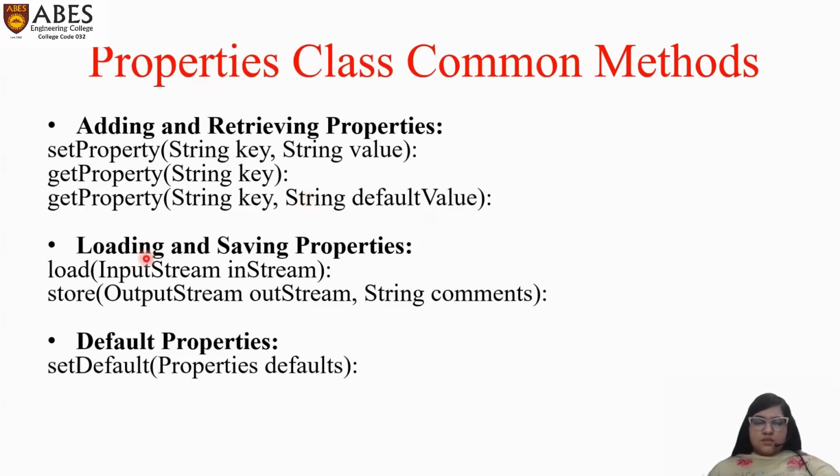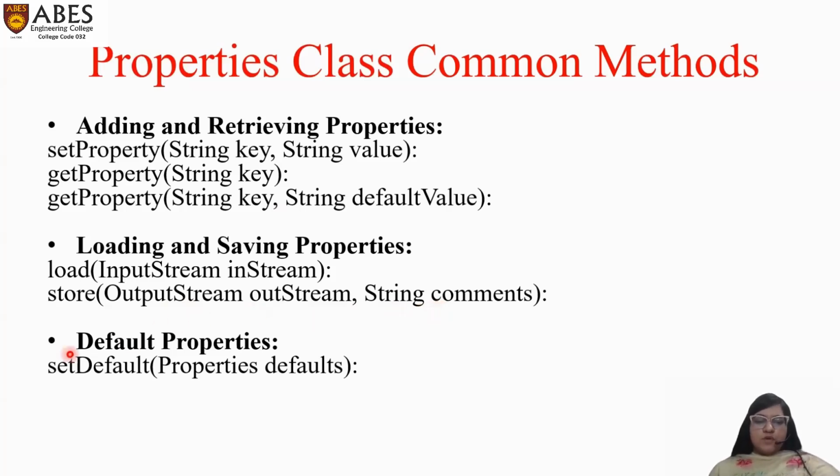Now we have methods for loading and saving properties. In this, first we have the load method of InputStream inStream. The load method reads a property list, that is, key-value pairs, from the input byte stream. Next, we have the store method of OutputStream outStream and String comments. The store method writes the property list, that is, key-value pairs, to the output stream with an optional description or comments.